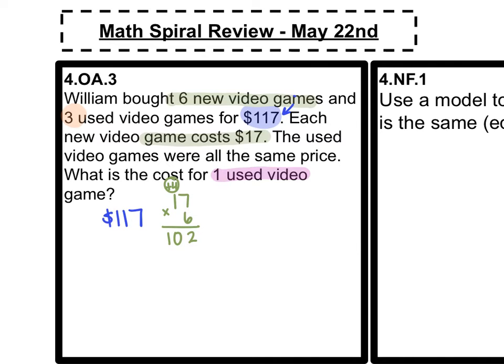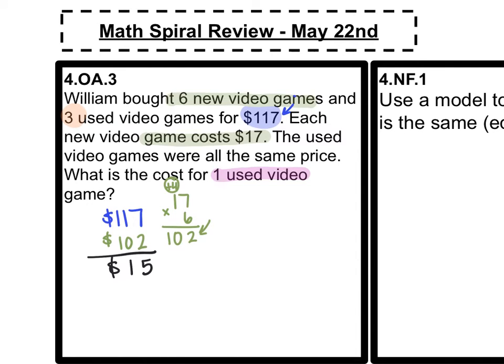So here's what I know. I know that he spent a total of $117. And he spent 102 of that $117 on the new ones. So I'm going to take and subtract. Oops, I almost put 107. I'm going to subtract these two numbers. The reason I'm doing this is because this is the total, and this is what I know. I'm going to find out what's left over to be able to divide it into 3 video games. So 7 minus 2 is 5, 1 minus 0 is 1, and 1 minus 1 is 0.